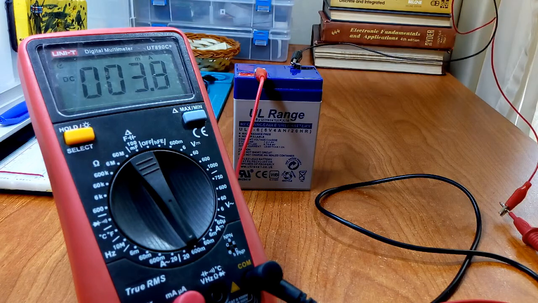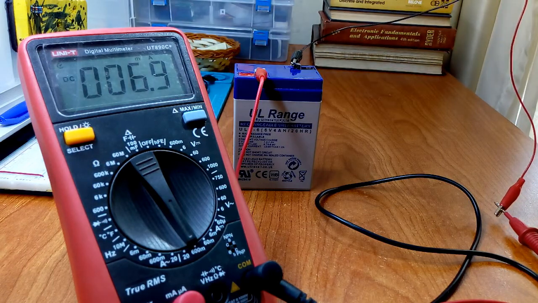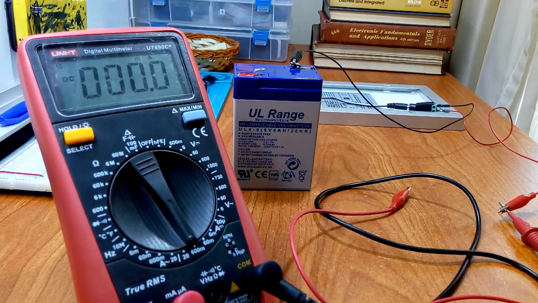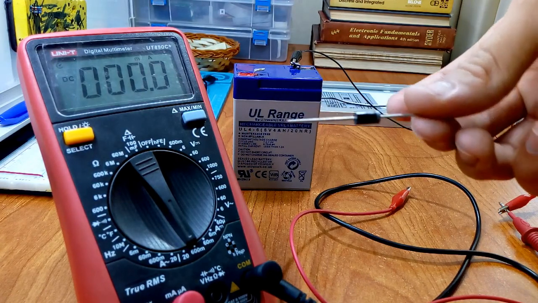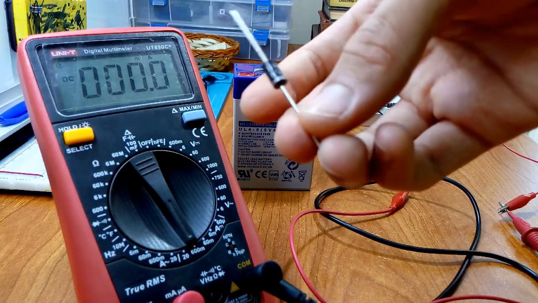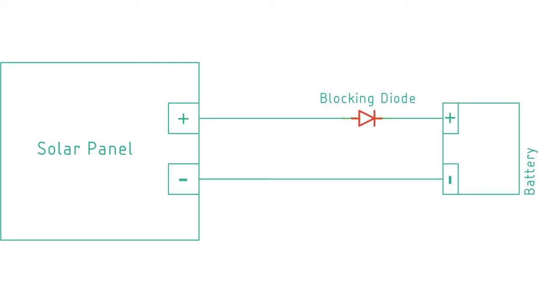To fix such an issue, you would put what's called a blocking diode to prevent current in the reverse direction. So the current is always just coming from the solar cell, and the solar cell is not pulling current from the battery. And this is probably the circuit you would use.